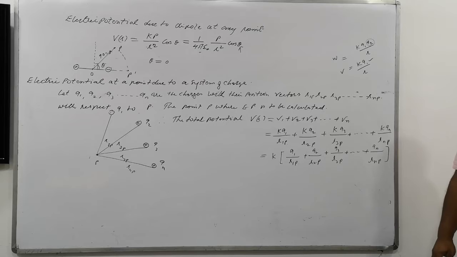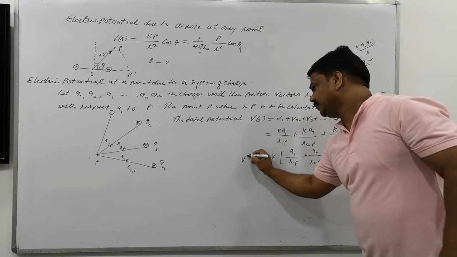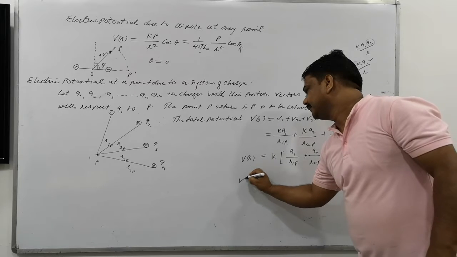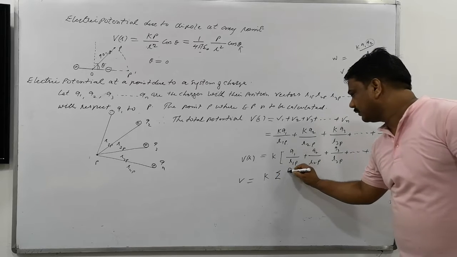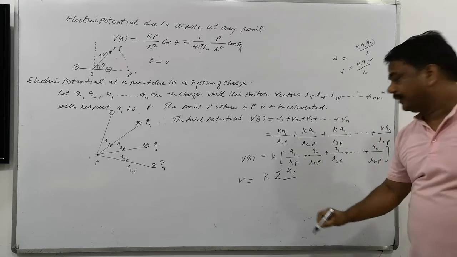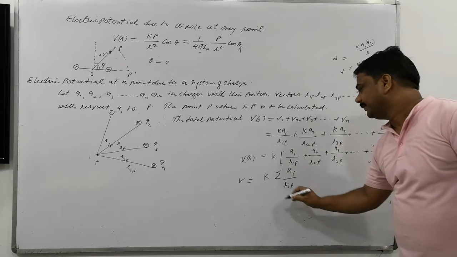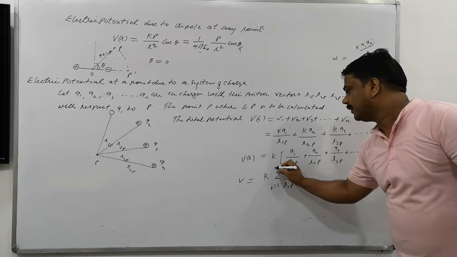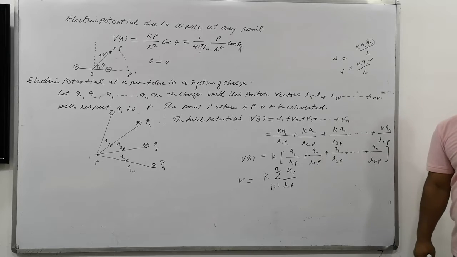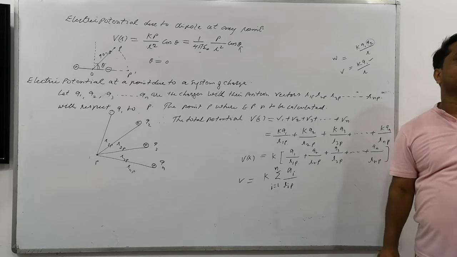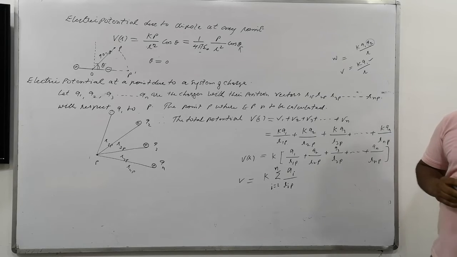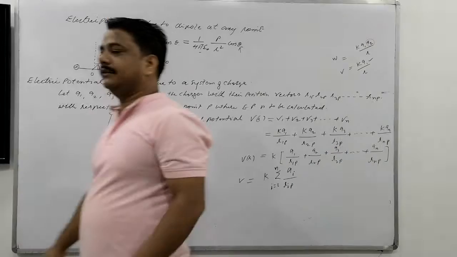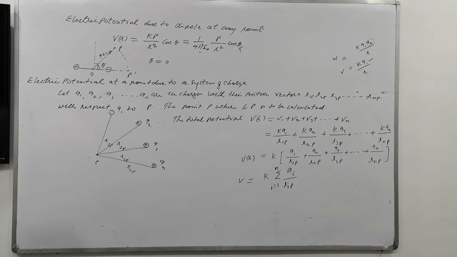Right? Quantized charges. However, the charge can be continuous here. So the total potential can be K times the summation of all Qi divided by riP, where i begins at 1 and goes up to n. Is that clear? This is the general expression for the total potential due to a system of charges. Is that clear? For continuous charges, you may see what is given in the NCERT textbook.